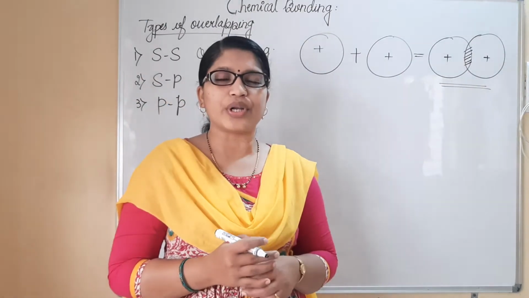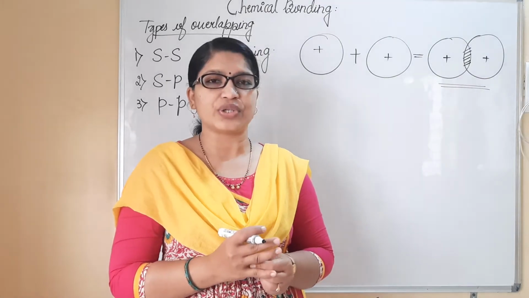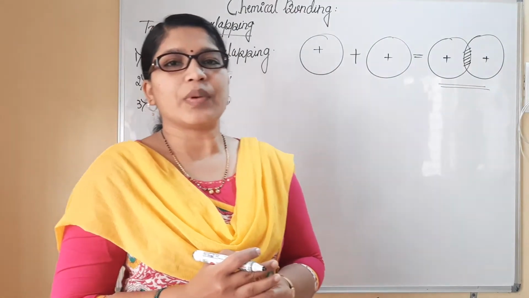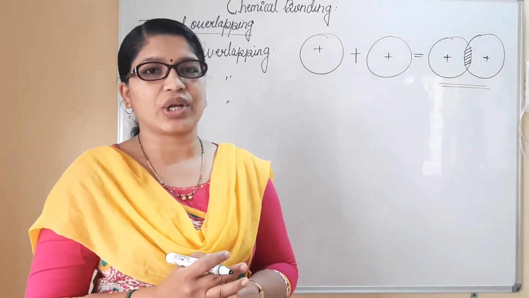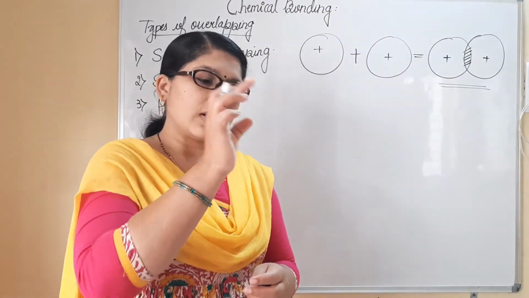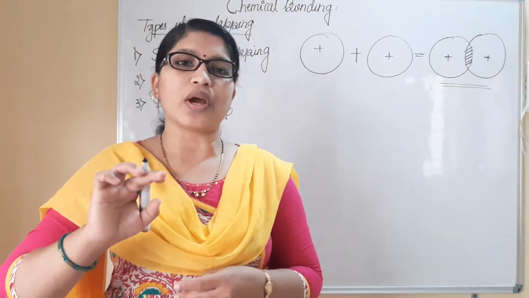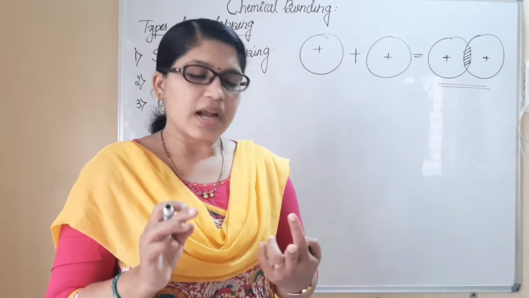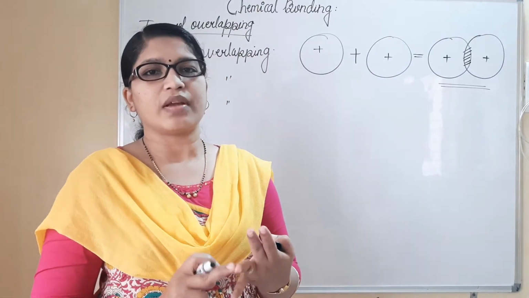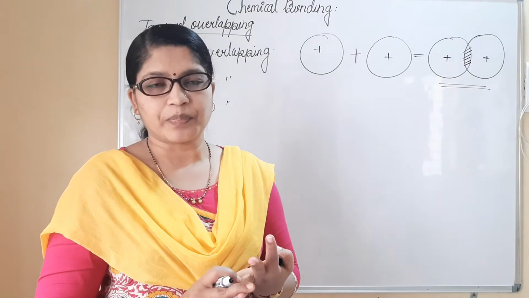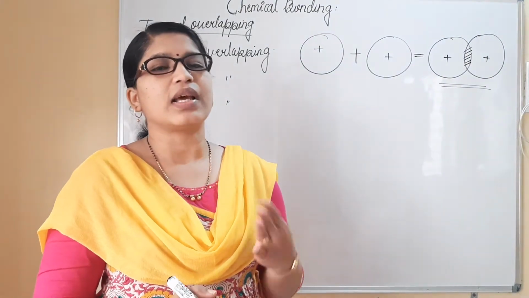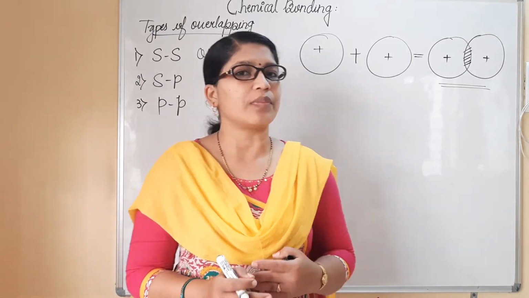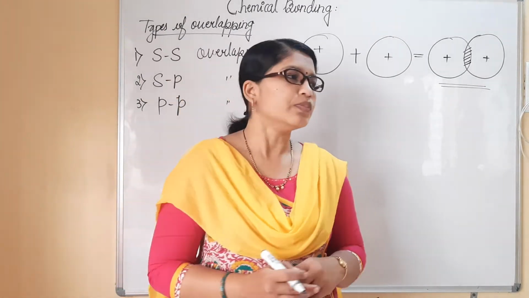As I already told you, S orbitals are symmetrically distributed with the electrons. But P orbitals are not symmetrically distributed. We know the shape of a P orbital is dumbbell shape. We have Px, Py, Pz, all dumbbell shaped. Then we have d orbitals, which are said to be double dumbbell shaped. These things we have dealt with in detail in the chapter on atomic structure.